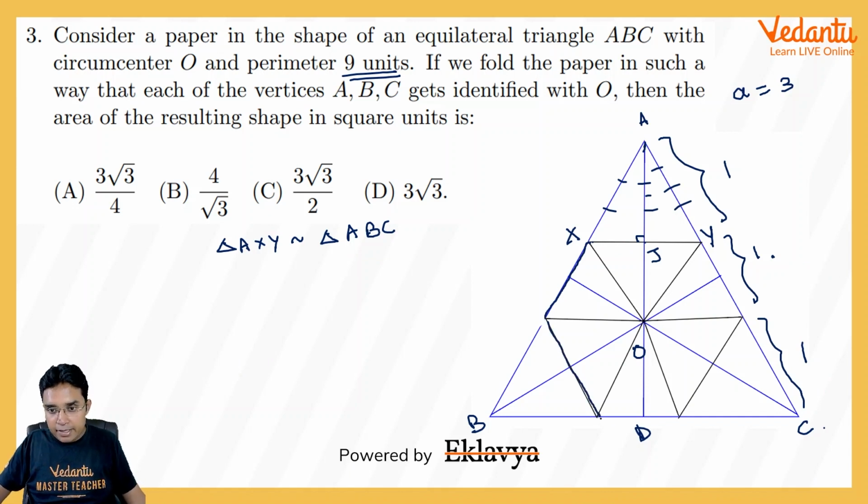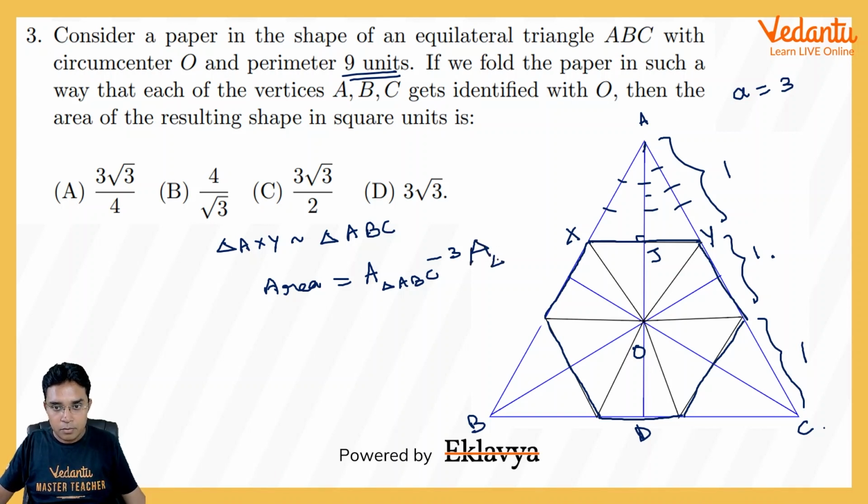So what you can see is that this is the figure for which we have to find the area, and it is just devoid of 3 triangles like AXY, which is also similar to the bigger triangle ABC. So my required area will be the area of triangle ABC minus 3 times the area of triangle AXY, because AXY has ratio 1:3 with ABC. I think the area of triangle AXY will be 1/9 of the area of triangle ABC.